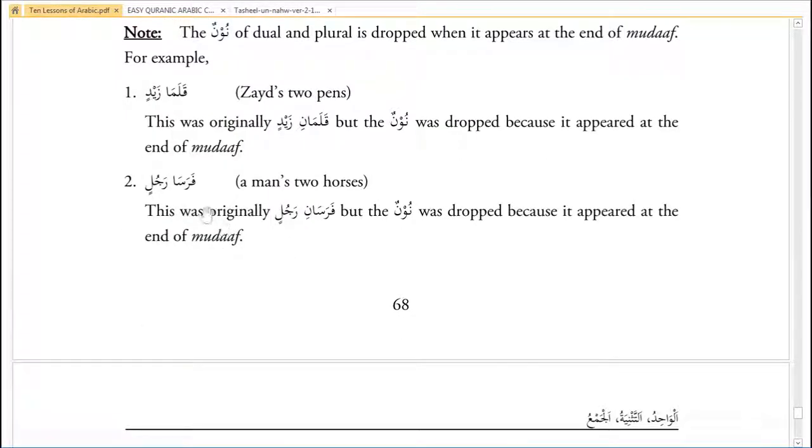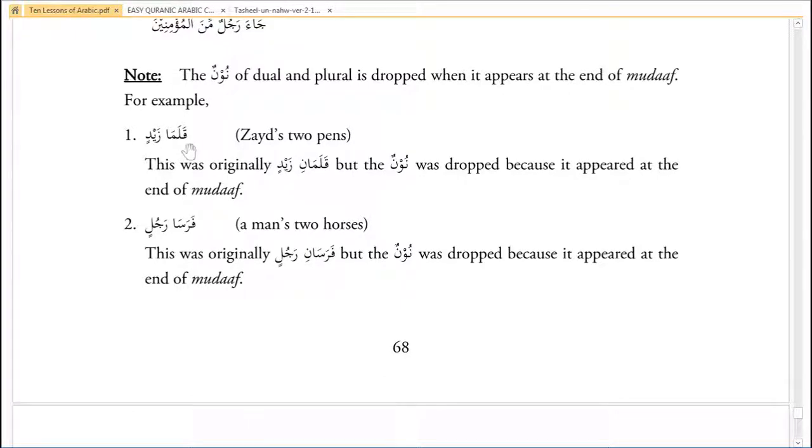For example, farasa rajulin. Asal was farasani rajulin. A man's two horses. So farasani will become farasa rajulin. Why? Because the noon is dropped. Farasa rajulin. If it is tasniya or jama, the noon drops. Remember this.